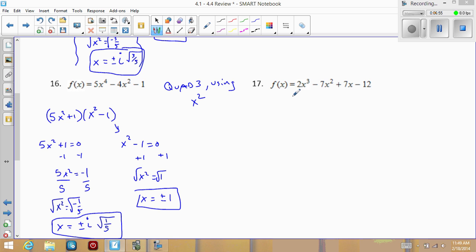Now let's look at number 17. We have 4 terms here. If I try to factor by grouping, it will not work, which means I have to use P over Q, make a list of possible zeros, and go from there.